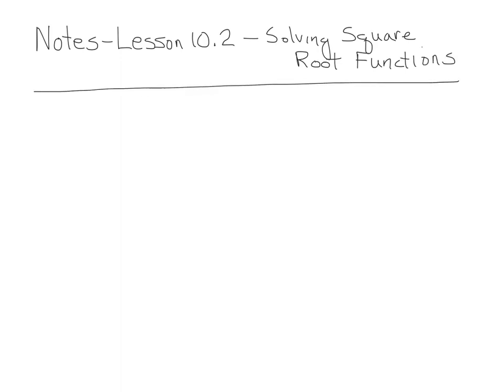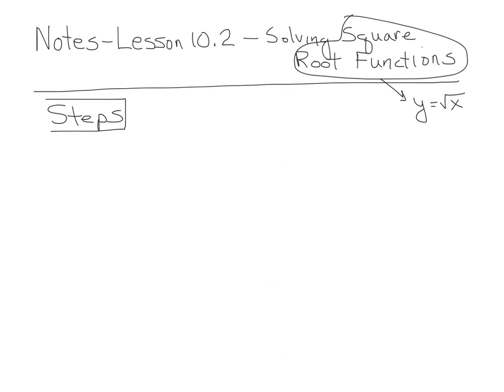Now square root functions are the type where the x is under the radical. Okay? That's a square root function if the actual variable x is underneath the radical. So when you see that, and you're being asked to solve, you'll follow these steps. These are the basic steps that you need to follow.